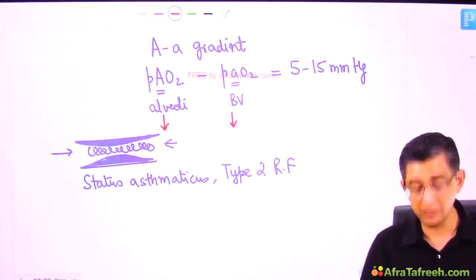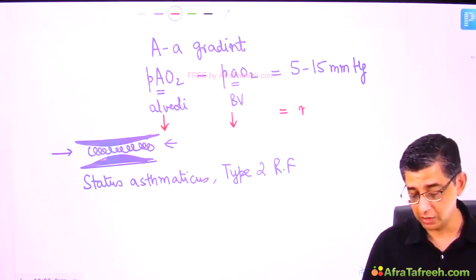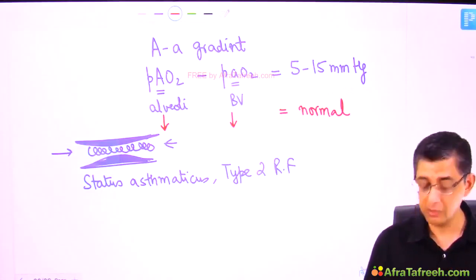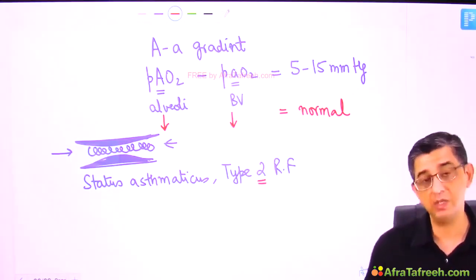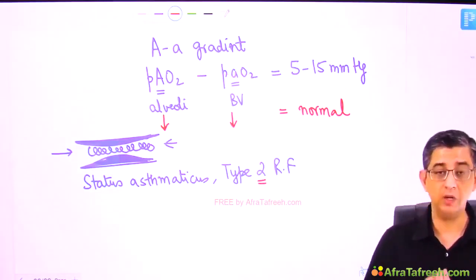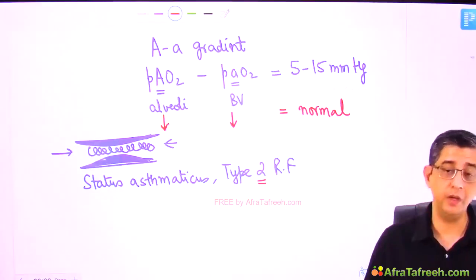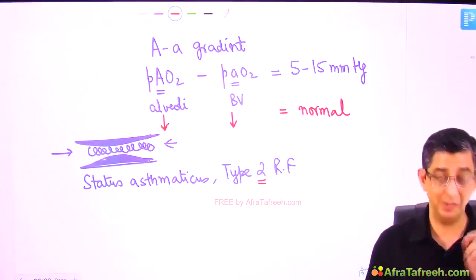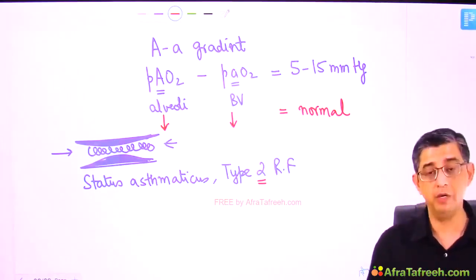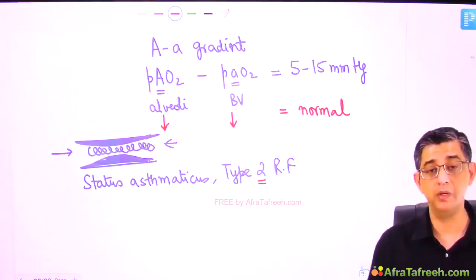If both these mathematically reduce by the same amount, then this gradient will not change and the gradient will remain normal. I just wanted you to be aware of the fact that in type 2 respiratory failure / status asthmaticus, alveolar arterial gradient can be normal also. Why normal? Because mathematically speaking, if the capital A value is reduced and the small a value is also reduced by the same magnitude, then ultimately there would be no change happening in the patient. So that's the main message that I wanted you to remember, that in type 2 respiratory failure, the gradient can be normal.